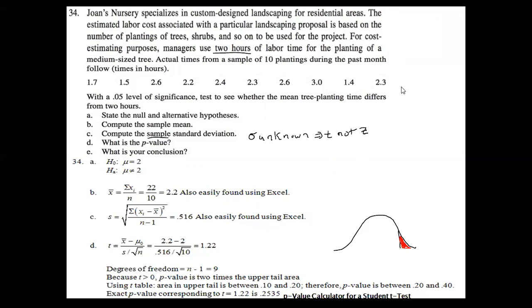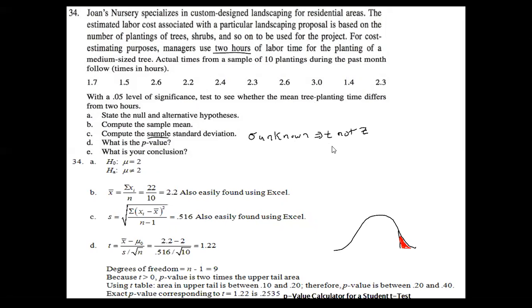So that gives us 10 different times. Now with a 0.05 level of significance, our alpha, test to see whether the mean tree sampling time differs from 2 hours. So we need to state the null and alternative hypothesis, compute the sample mean, compute the sample standard deviation, because here they're not giving us the population standard deviation, so the sigma is unknown here. And then what is the p-value and what is your conclusion?